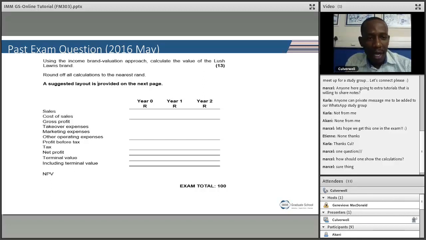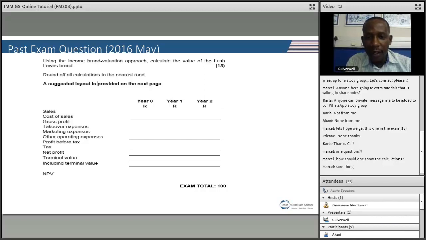They gave you a suggested layout on the next page. I was actually joking around about this statement with my evening class FM3. They are trying to be polite in saying suggested. In short, they want you to respond to this question using the format that they've given.